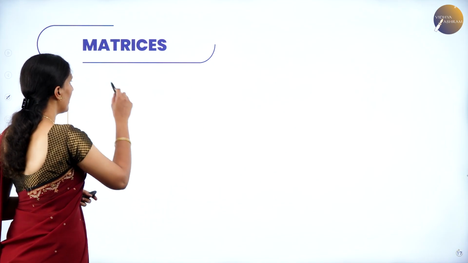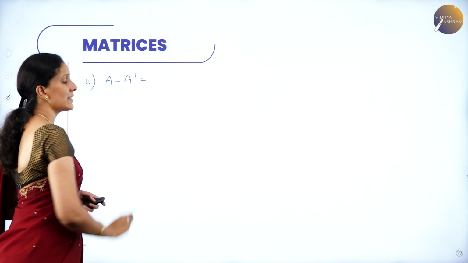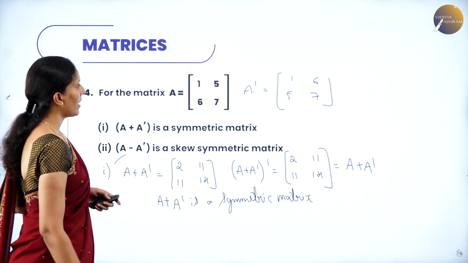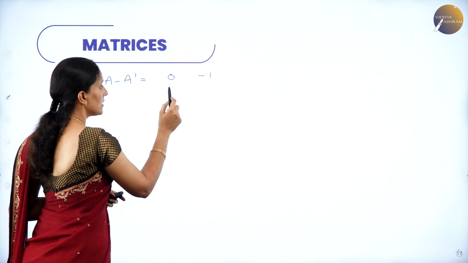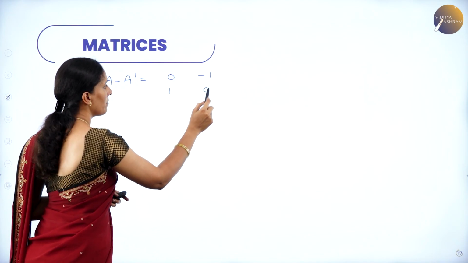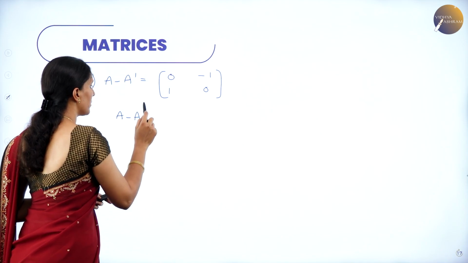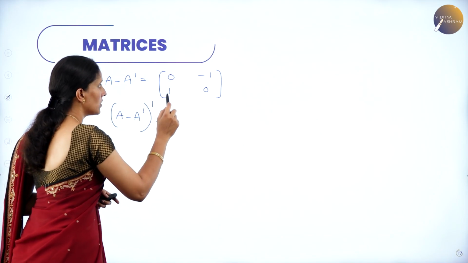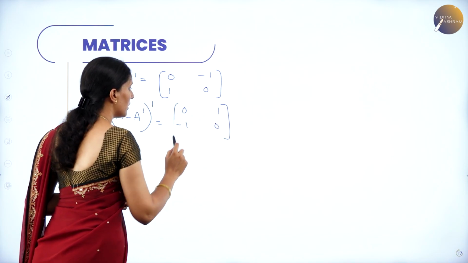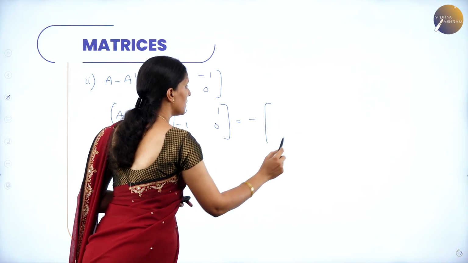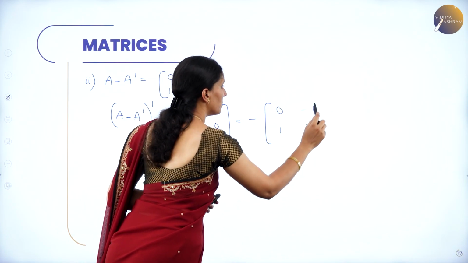Next, we will see A minus A dash. What is A minus A dash? So, 1 minus 1, 0, 5 minus 6, minus 1, 6 minus 5, 1, 7 minus 7, 0. Let me take the transpose of this matrix. Take the transpose. So, it is 0, 1, minus 1, 0. Take minus outside. 0, minus 1, 1, 0.